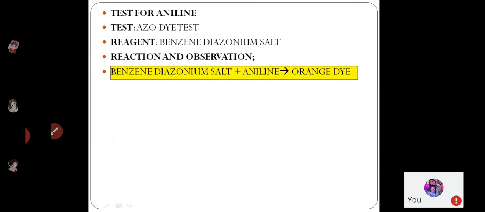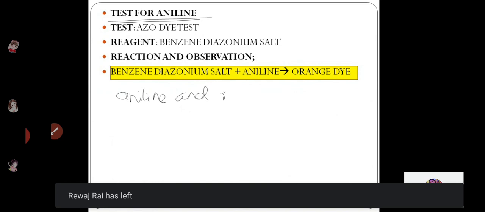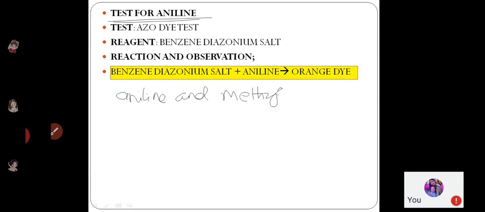Now there is one more test you can do. Suppose both are primary, and you are asked to differentiate between aniline and methylamine. Both are primary, 1 degree, so you cannot do the Hinsberg reagent test. You cannot do the carbylamine test either, because both will give a positive result. At that time, since aniline is aromatic, you can do the azo dye test, that coupling reaction.